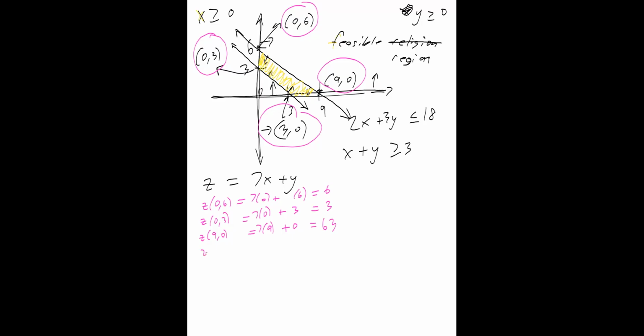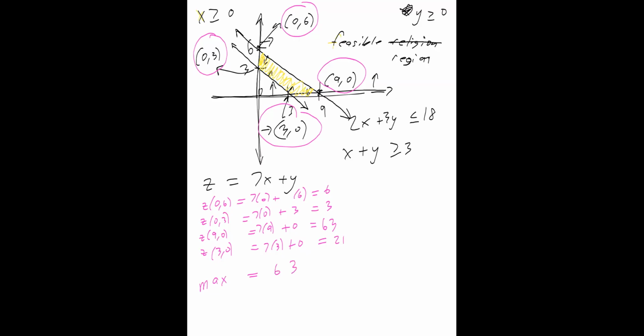And then the last but not least, the middle bottom number is 3, 0 to plug in. So it'd be 7 times 3 plus 0, 21. So those values are 6, 3, 63, and 21. Okay, then now let's try to find the maximum. And this problem wants you to find the maximum value. What's the maximum value of the entire problem? So like the most profit.